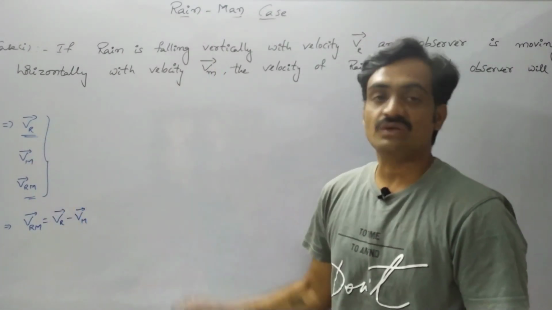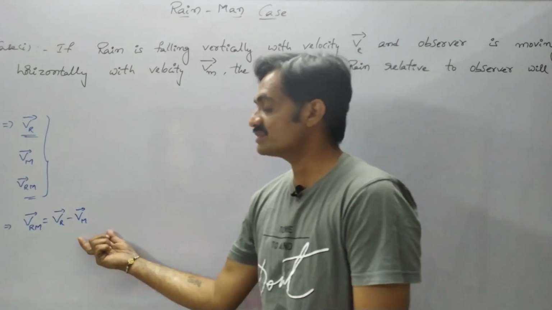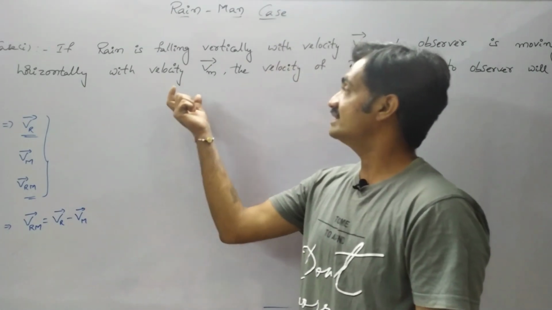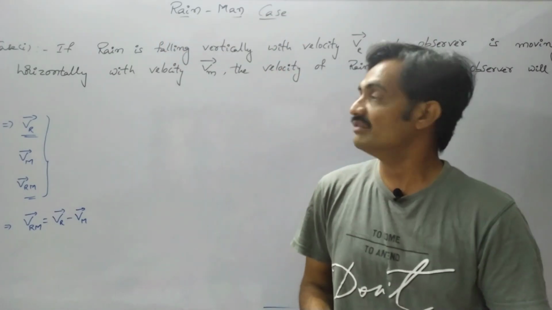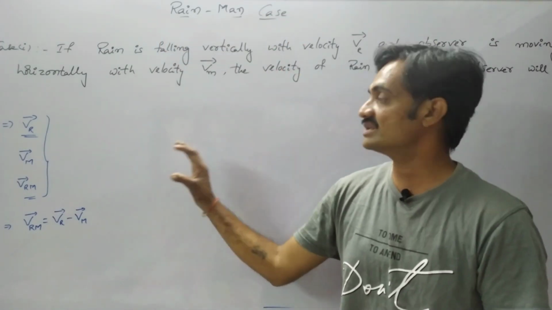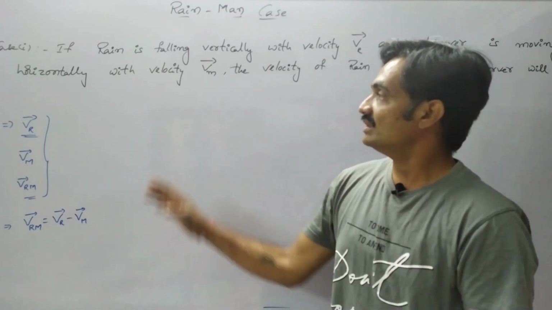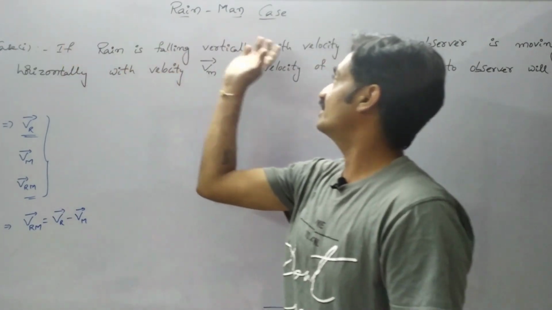So here let's see the concepts. Before going to see the concepts, while coming to the case of the numericals based on this rain and man case, we solve these numericals based on the triangle law. So let's see the first case of this rain man.